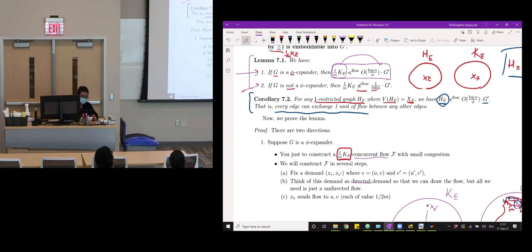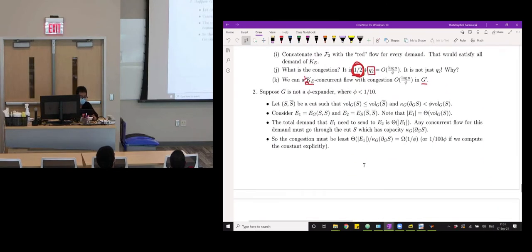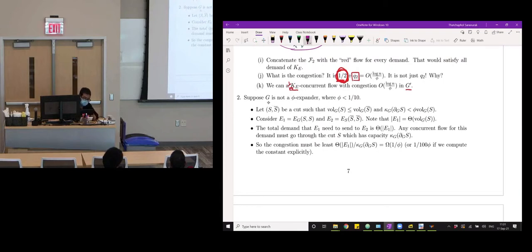So the way to go is, well, it's kind of obvious how the proof should go. Even if it is not an expander, by definition, it means that there is a sparse cut. So you draw a sparse cut, S, here. Let's say S is on the smaller side. And it's sparse. This thing, in total, is almost the whole volume.